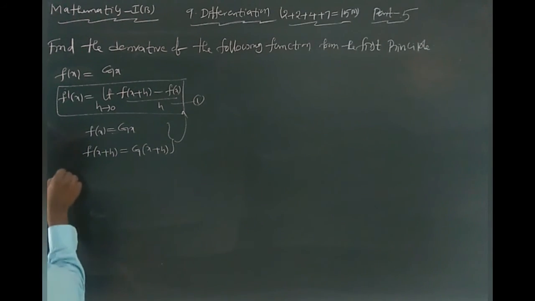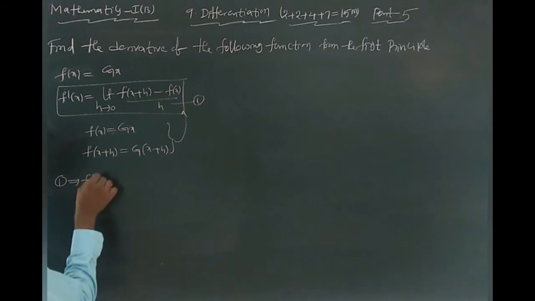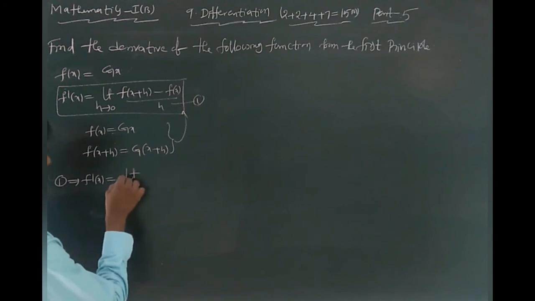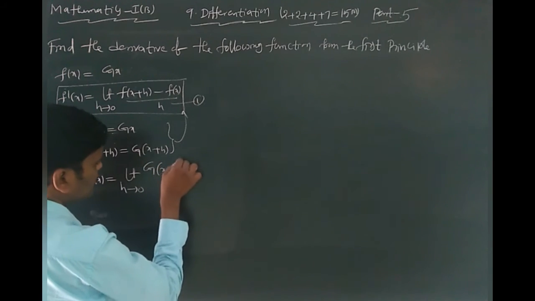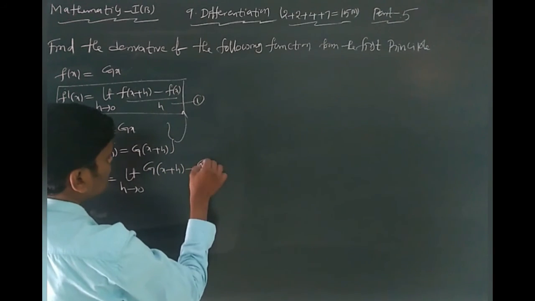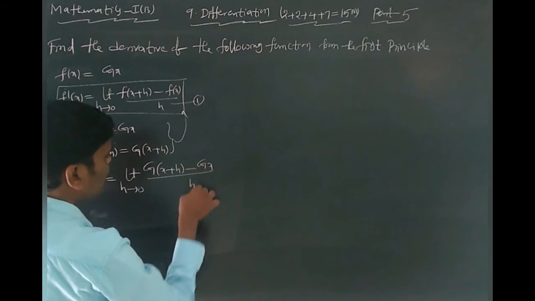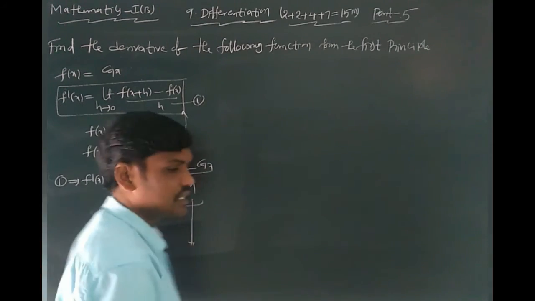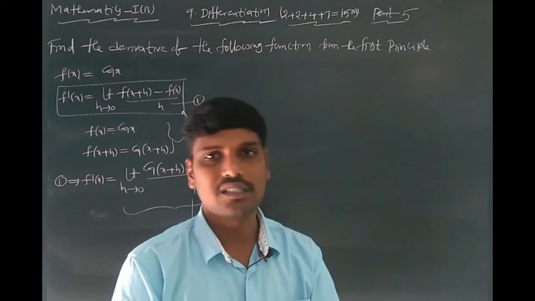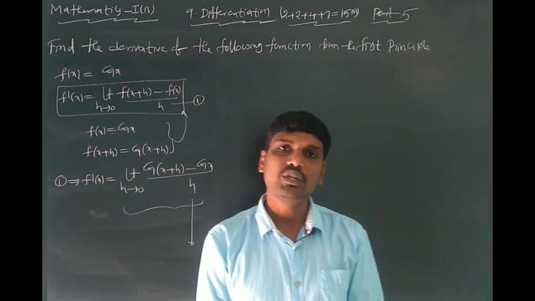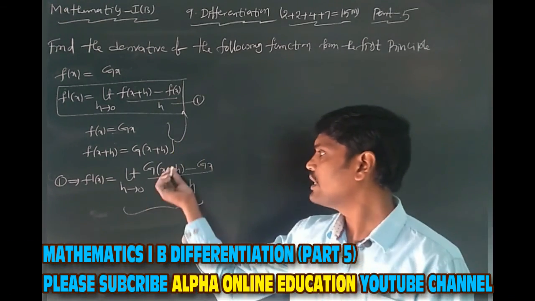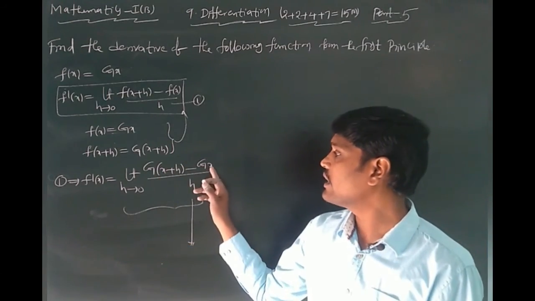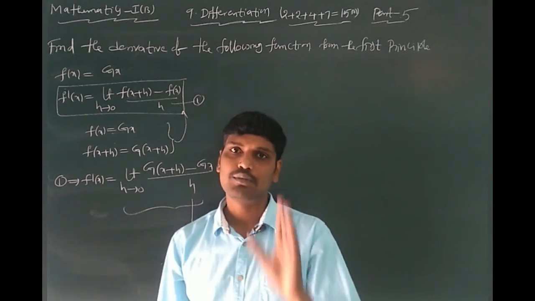So you get what? From 1, f dash x is equal to limit h tends to 0, f of x plus h value is cos of x plus h minus f of x value is cos x, all by h. After that you can use the cos c minus cos d formula: minus 2 into sin of c plus d by 2 into sin of c minus d by 2. C value is x plus h, and d value is x, substituted.